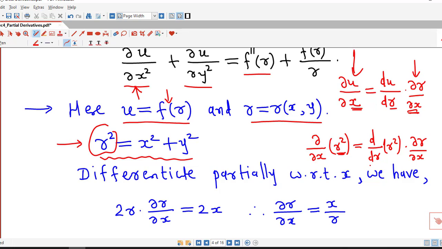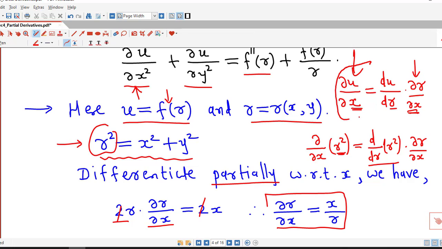So the derivative of r square with respect to r is 2r, and in the product we write del r by del x. And the right hand side is the derivative of x square, which is 2x, and the derivative of y square is 0, because we are differentiating partially with respect to x. Therefore y square becomes constant and its derivative is 0. So here 2 will cancel out and we obtain del r by del x equal to x divided by r.